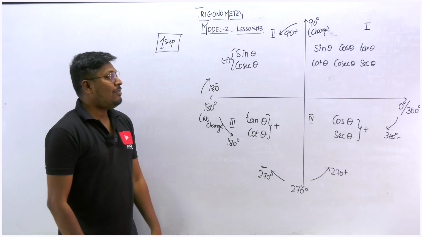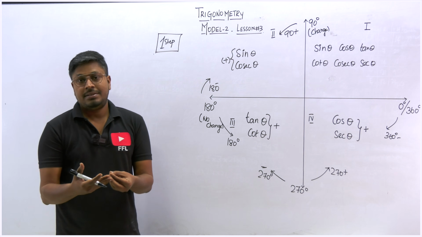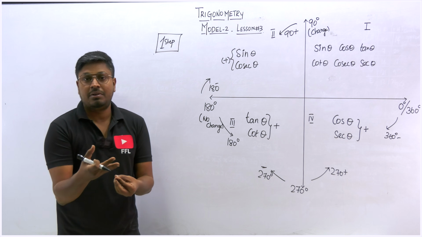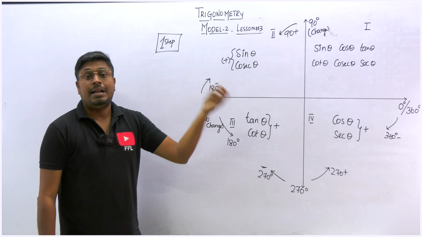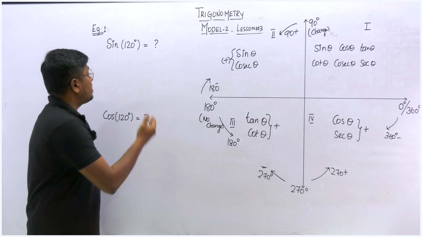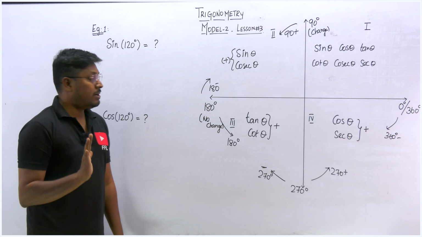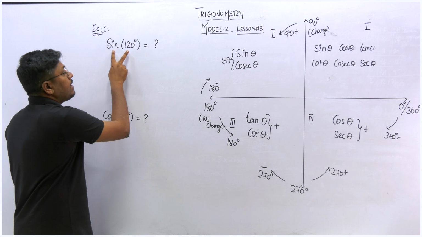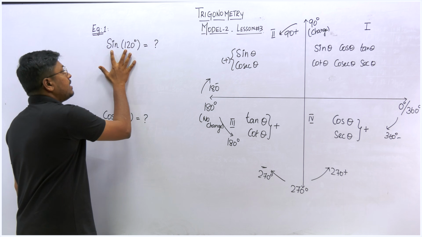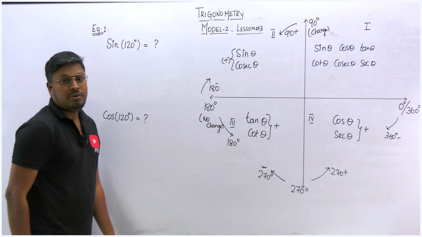Right. Now let me move on to some example questions. Second step, we will be solving example questions so that you can understand what we learned in the chart and how we apply it in the question. Friends, I have taken just two example questions initially. The first is sine 120 degrees. What is the answer for sine 120 degrees?